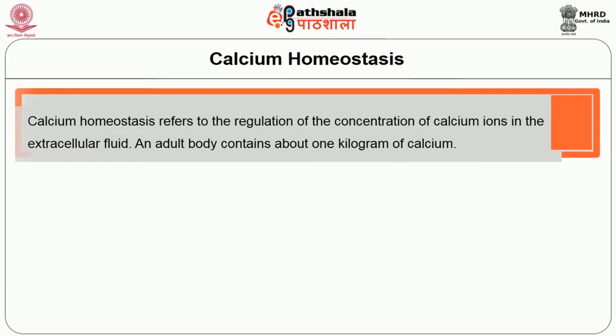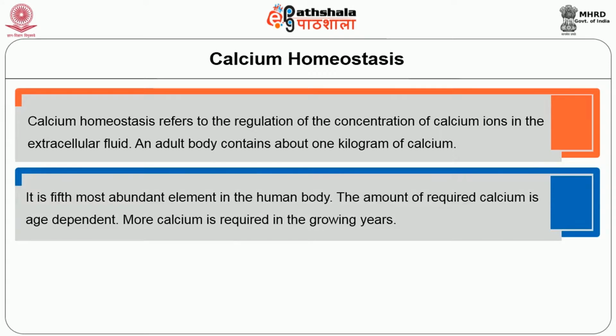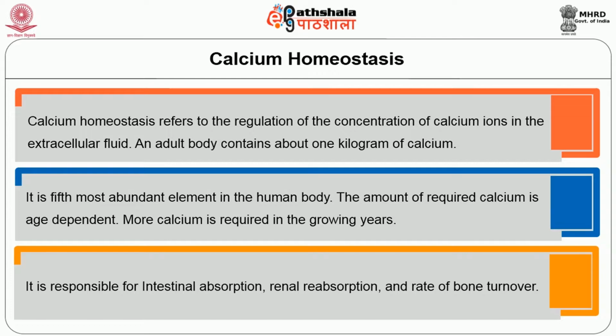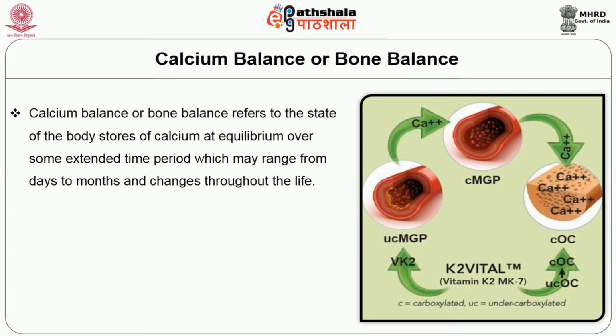The calcium homeostasis. Calcium homeostasis refers to the regulation of the concentration of calcium ions in the extracellular fluid. An adult body contains about 1 kilogram of calcium. It is the fifth most abundant element in the human body. The amount of required calcium is age dependent. More calcium is required in growing years. It is responsible for intestinal absorption, renal reabsorption and the rate of bone turnover. For each and every age group, you need the respective amount of calcium requirement, which is specified in recommended dietary allowances.